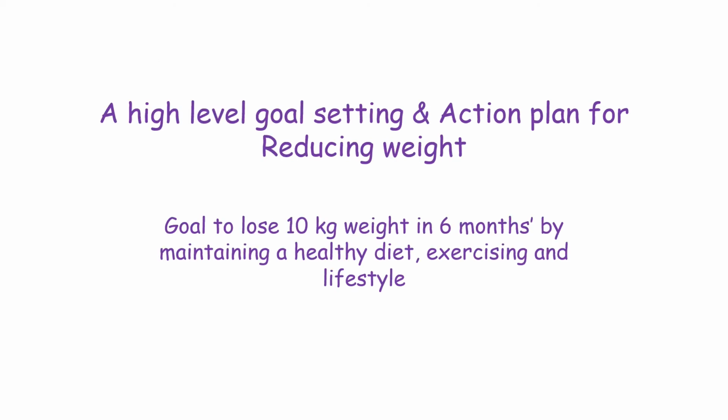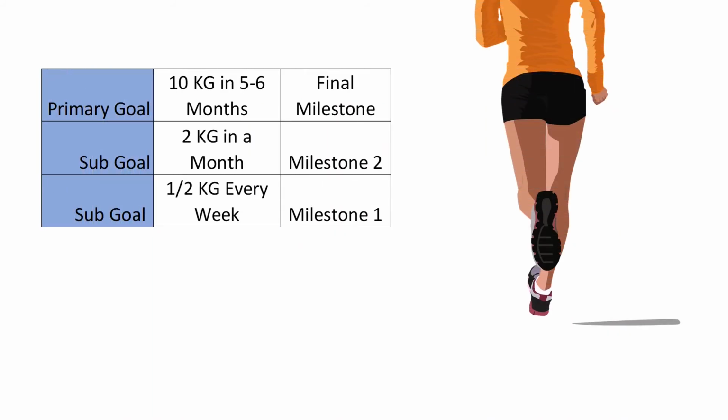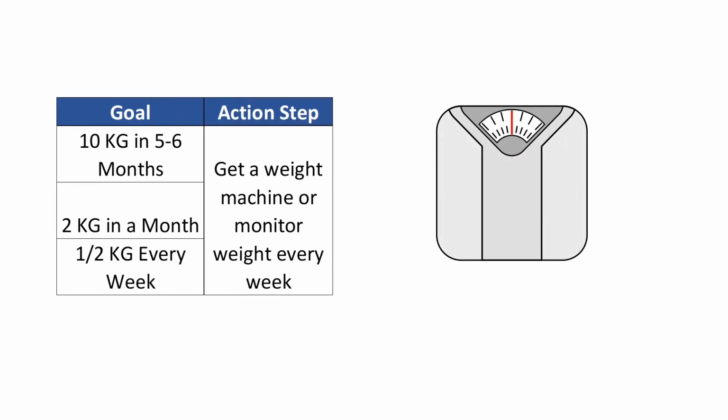For example, if you decide to have a goal to reduce 10 kgs in 5 to 6 months, you can further break it down into smaller goals like reducing 2 kgs in a month. You can further break it down to reducing half a kg every week. Now for this goal setting exercise, you can have a lot of sub goals, and against each sub goal, you can have an action item which will help you execute those goals.